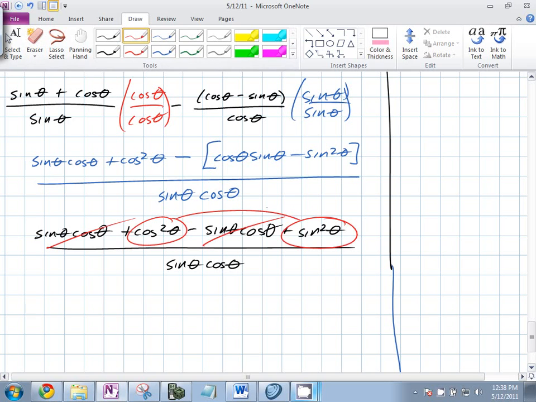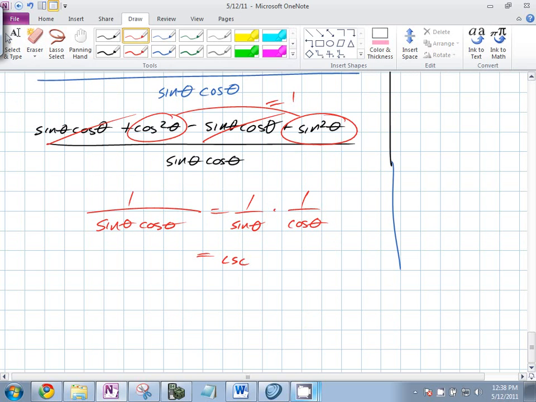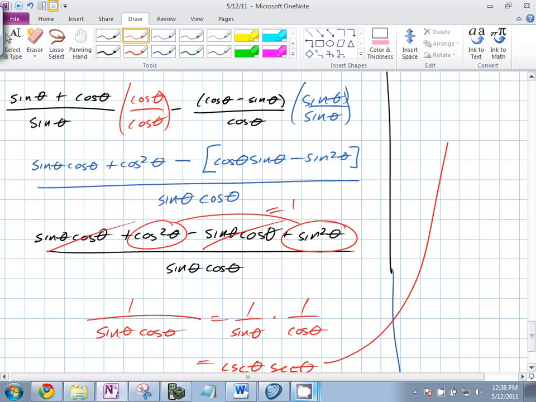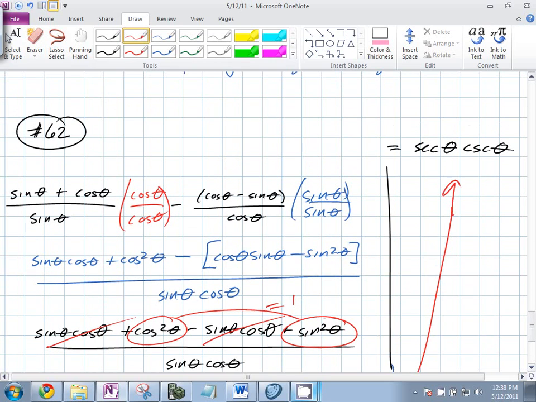1 over, which is 1 over sine theta times, which is equal to cosecant theta. And is that exactly what we want? Yes. It's exactly what we want. So what did we do there? What was our key technique here? Add fractions.